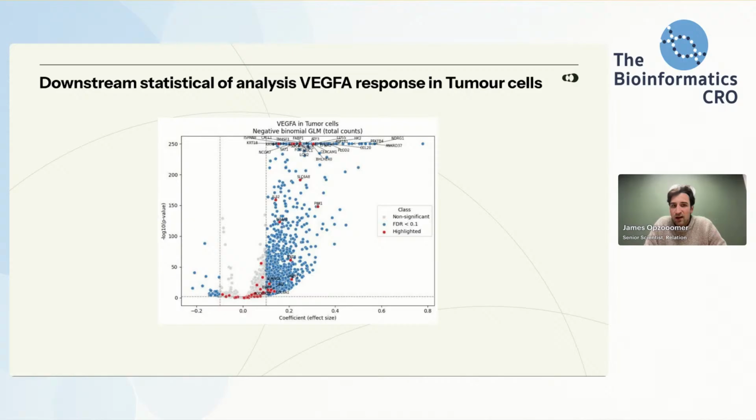Here we can see that our model captures the directionality of many genes known to be associated with VEGF-A exposure in tumor cells. And this indicates that we're capturing known biological processes associated with this sort of ligand receptor interaction in this tissue.